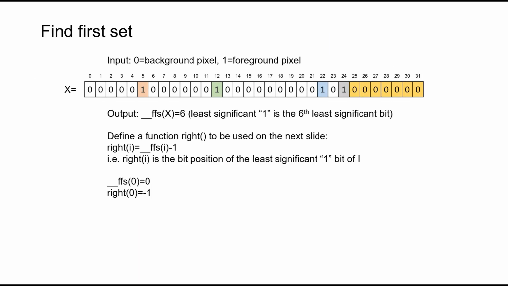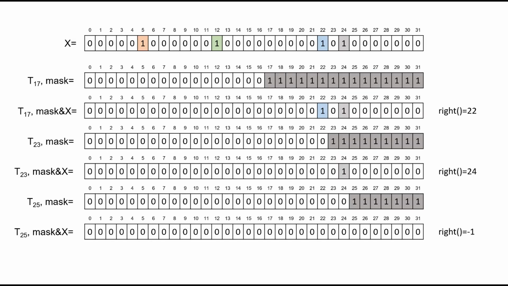We can use the findFirstSet function to find the index of the least significant 1 bit of an integer. Using this, we can define a right function which returns the correct bit position, which we can use in a similar way to find the closest right neighbor for each pixel. Here are some example threads. In this case, the mask is from the current bit up to the end of the warp. ANDing the mask with the input x and applying the right function correctly identifies the index of the closest right pixel.